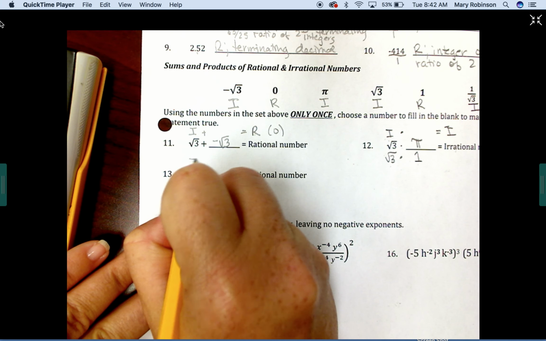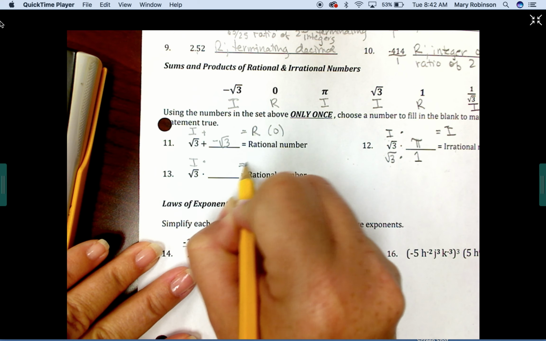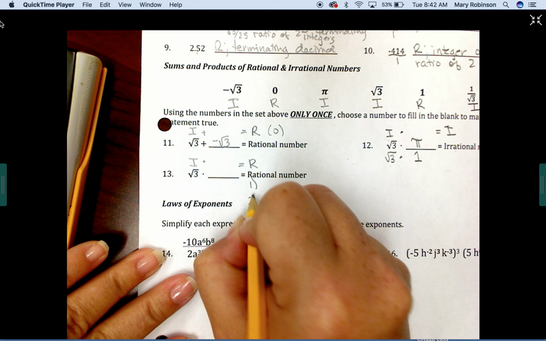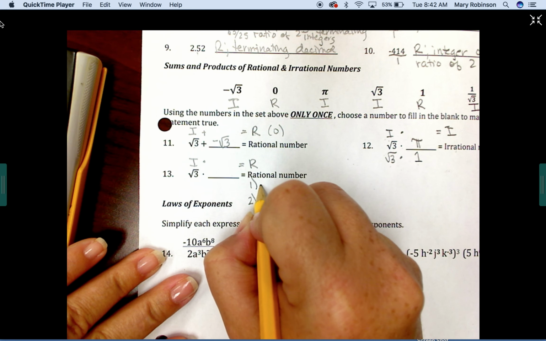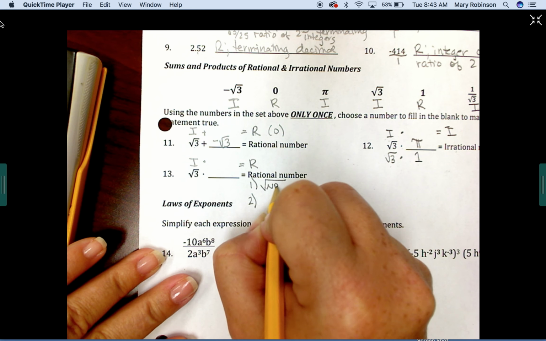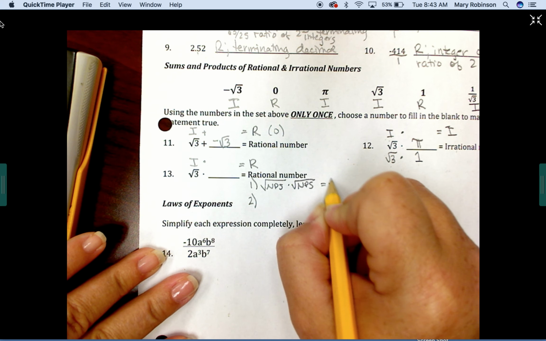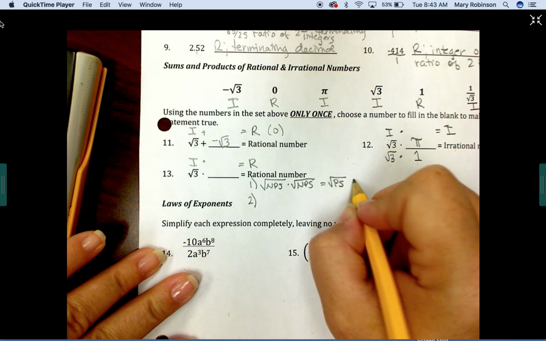Next, we're trying to multiply an irrational number times a number to get a rational. So this is the rule, the exception to the rule where there are two cases. If you multiply a non-perfect square root times a non-perfect square root and get a perfect square root, then it will be rational.